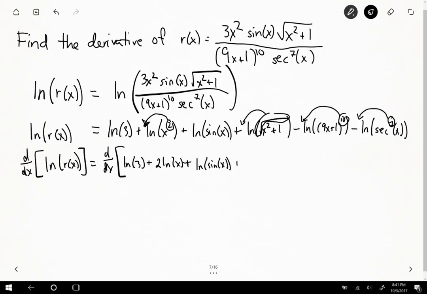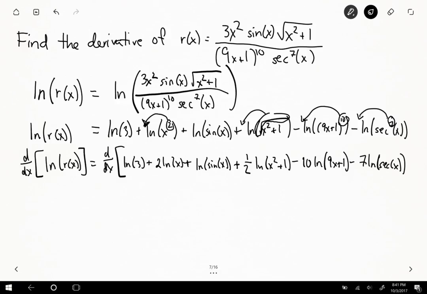But this bit with the square root does. Remember, the square root is that whole quantity raised to the 1/2 power, so we can pull that 1/2 out in front, and we're left with natural log of x squared plus 1. Now we have minus 10 natural log of 9x plus 1, and minus 7 natural log of secant of x. Okay. Welcome to implicit differentiation.